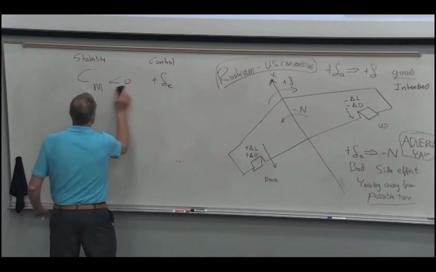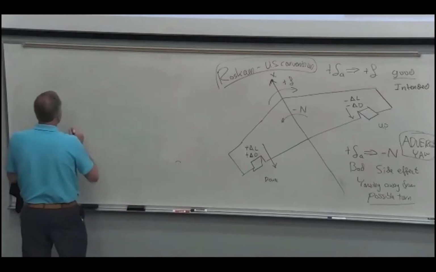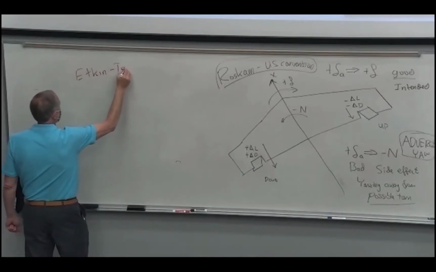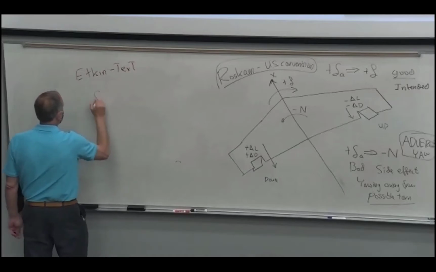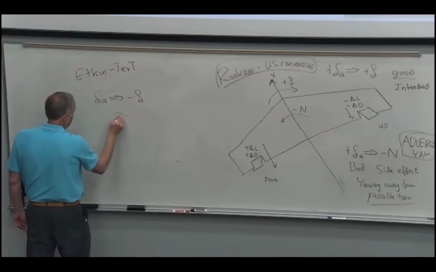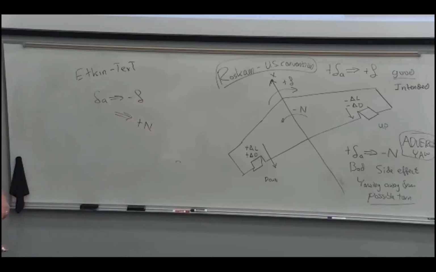in your textbook, so the Etkin text convention is positive aileron produces negative roll and positive yaw. It's still adverse yaw because here you bank to the left and turn to the left and you get yaw the other direction.